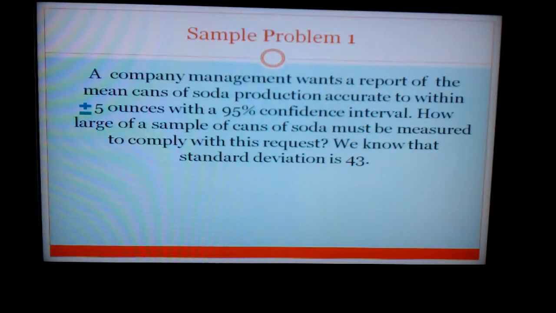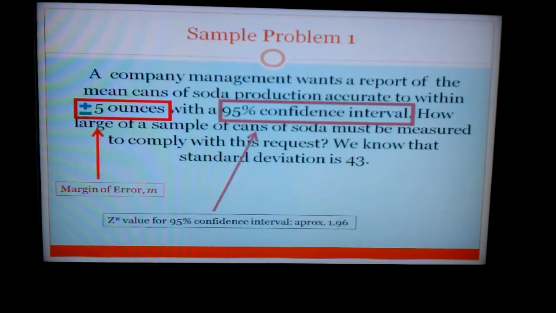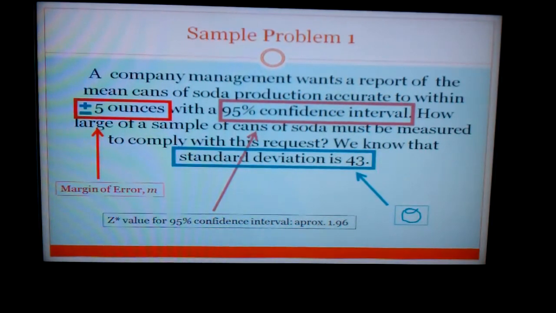Sample problem 1. A company's management wants a report of the mean cans of soda production accurate to within plus or minus 5 ounces with a 95% confidence interval. How large of a sample of cans of soda must be measured to comply with this request? We know that the standard deviation is 43. Plus or minus 5 is our margin of error, which is m. A 95% confidence interval gives our z-star value, which is approximately 1.96. And the standard deviation is 43, which is sigma.